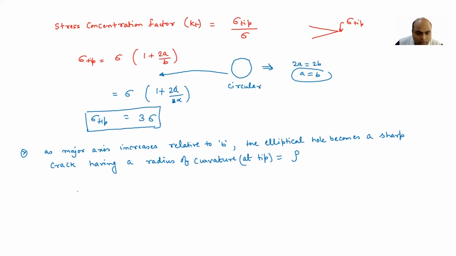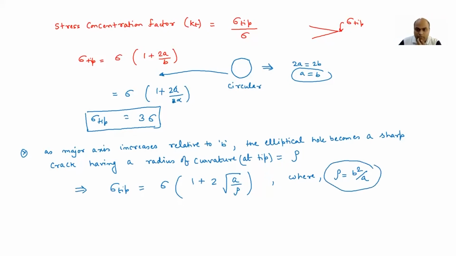So in this case, sigma tip can be written as sigma times 1 plus 2 root over A by rho. Okay, because we know rho is b square by A. So I'm just replacing b in terms of A and rho. So this is your equation here, whenever you have a crack having a curvature of rho.